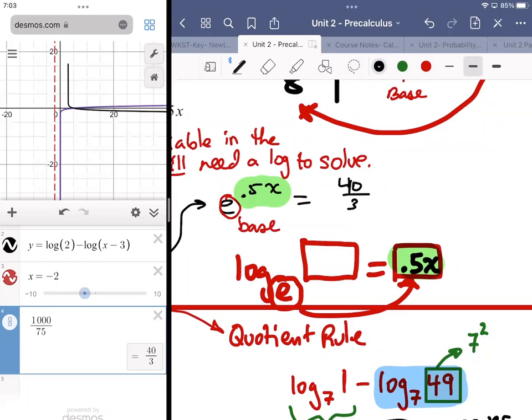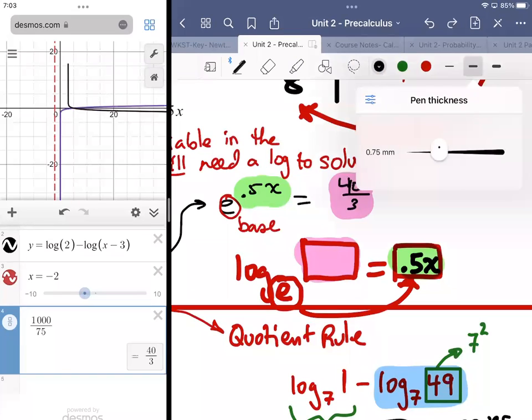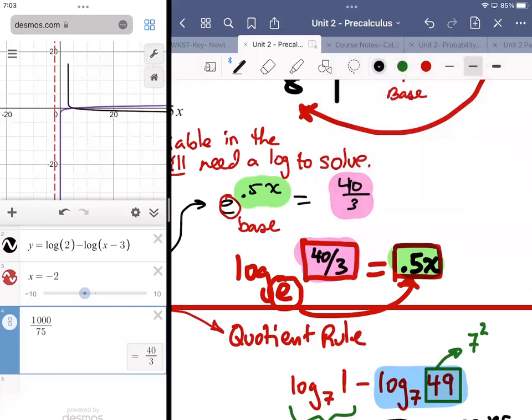Because again, if you follow that circular pattern, base raised to the power equals the result, it would necessarily be the case that e has to be raised to the 0.5x, and then the whole thing would be equal to the 40 over 3. So here's my 40 over 3. That would go there. So it's just a matter of converting it, but knowing the structure and how they relate to one another allows you to make that conversion.